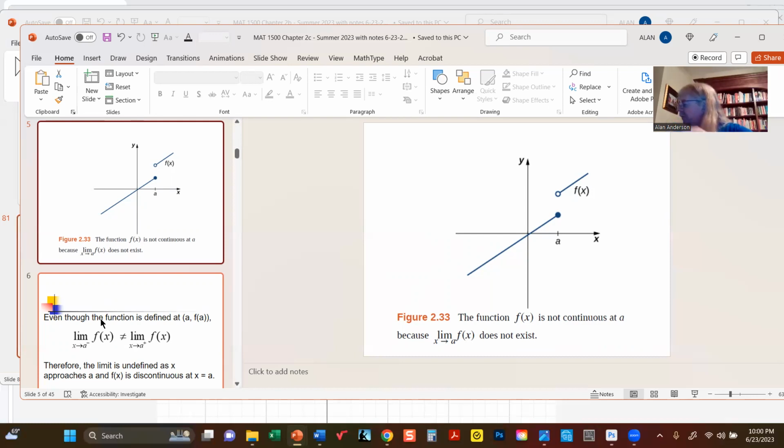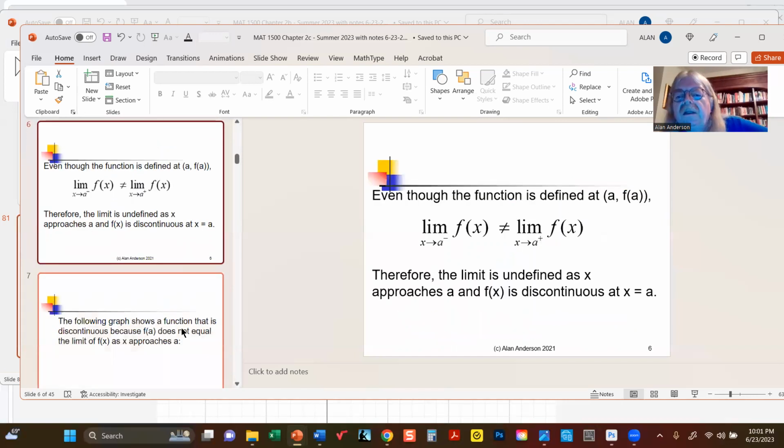Now, as we saw earlier, this one has two different limits, one from the left, one from the right. They're not equal to each other. And therefore, the two-sided limit does not exist when x equals a. And that implies that the function is discontinuous. Okay, so in other words, the fact that the limit does not exist tells us that the function is discontinuous there. So in general, if the limit from the left and the right are different, the limit is undefined, as we know, which implies the function is discontinuous.